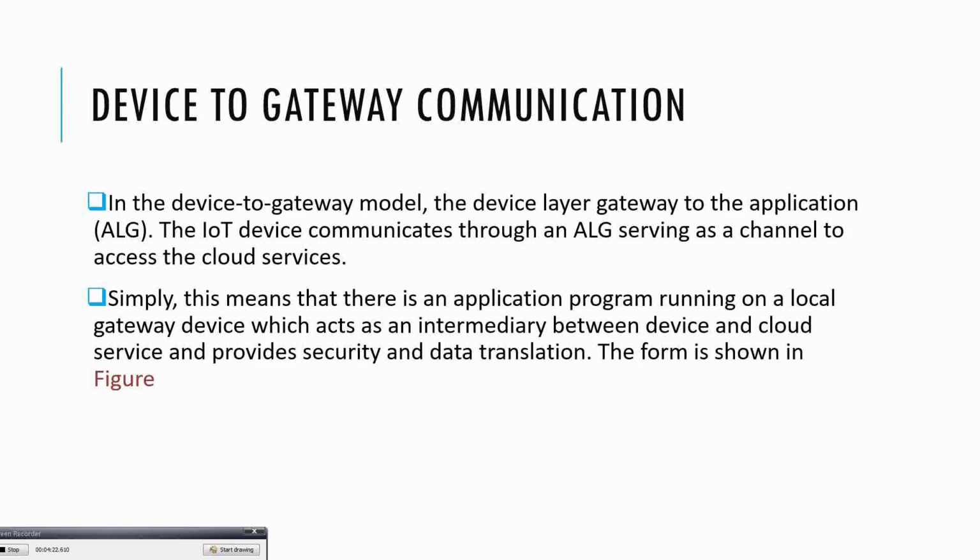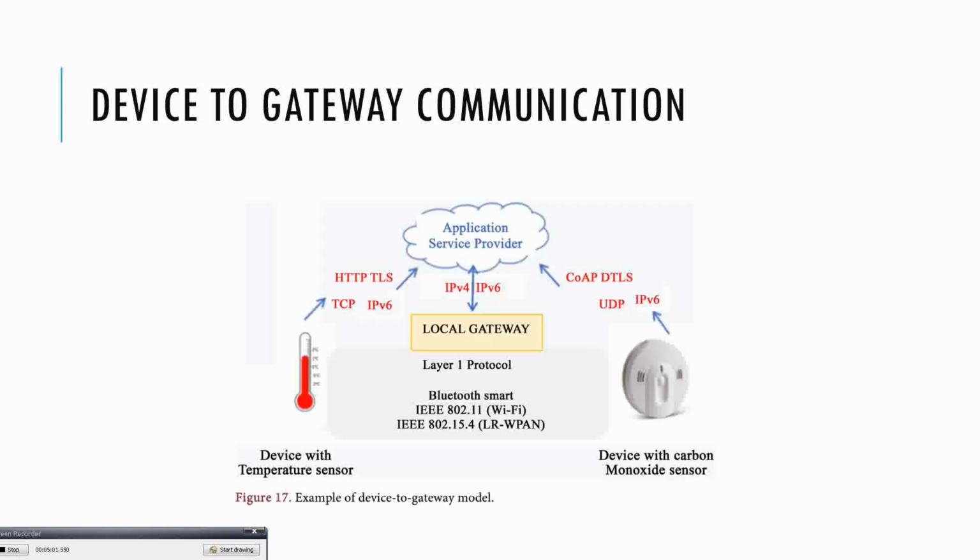And finally, the last way of doing the communication is device-to-gateway communication. In the device-to-gateway model, the device connects through an application layer gateway, known as ALG. The IoT device communicates through an ALG serving as a channel to access the cloud services. Simply, this means that there is an application program running on a local gateway device which acts as an intermediary between the device and the cloud service and provides security and data translation. This model is shown in the figure below.